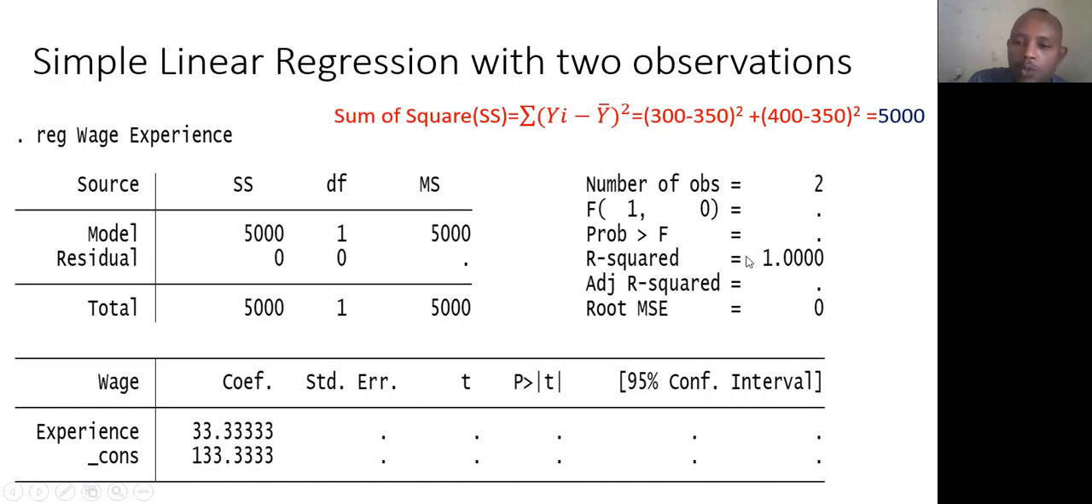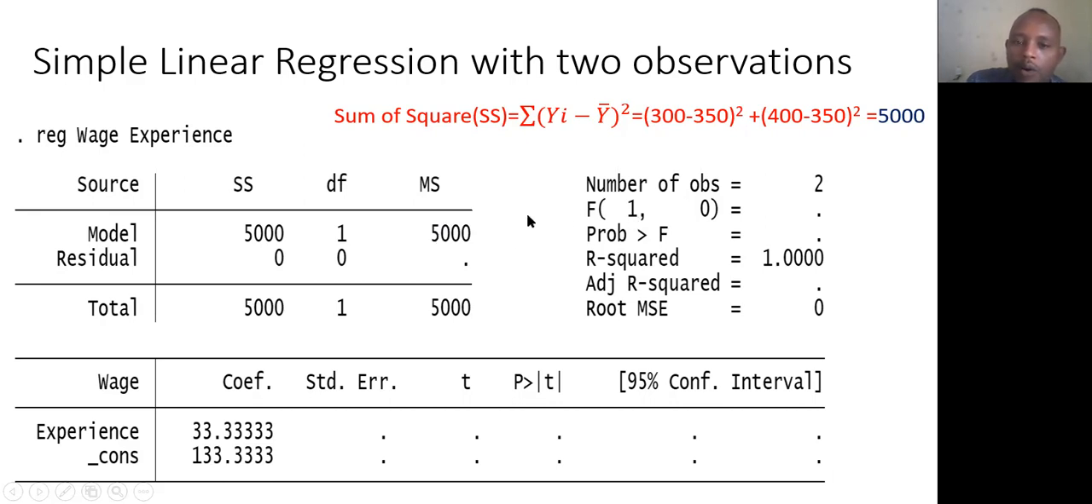If R squared becomes 1, what does it mean? There is no residual value or residual variation. All variation comes from the model, or from experience. Here, all change comes from experience. How can we find this value? Here, by the formula, 5000. When you divide this by the degree of freedom, it gives you this value.